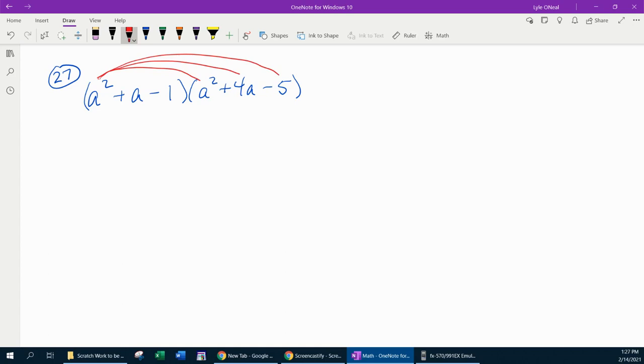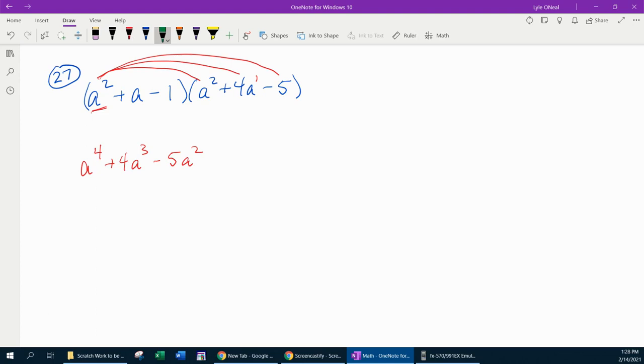Here we go. A squared times a squared. If the letters are the same, add their powers. That's going to make a to the fourth. A squared times 4a. 4 times 1 is 4. A to the 2 and a to the 1 is a to the 3. That's 4a cubed. And a squared times negative 5, that is negative 5a squared. And that's going to do it for the a squared.